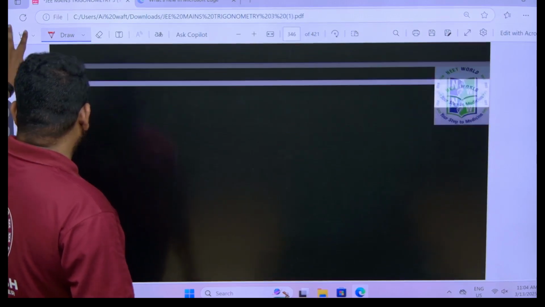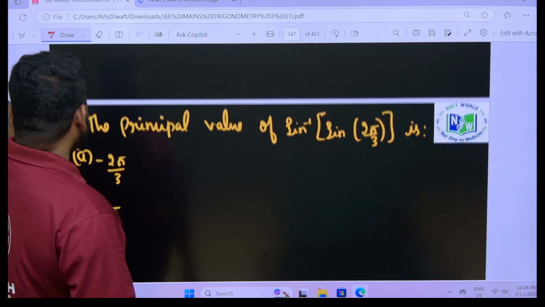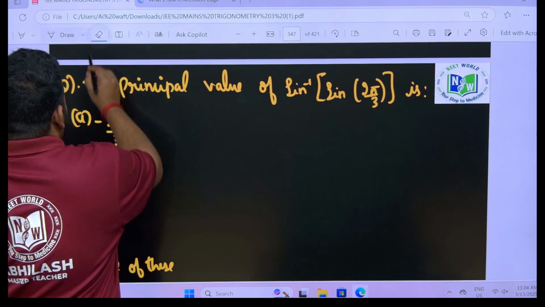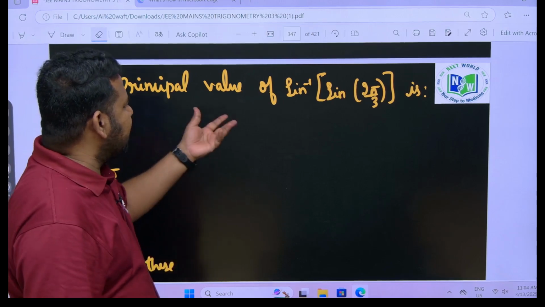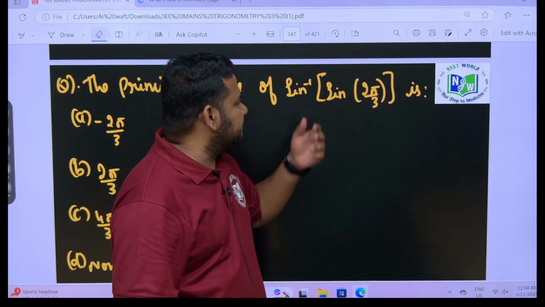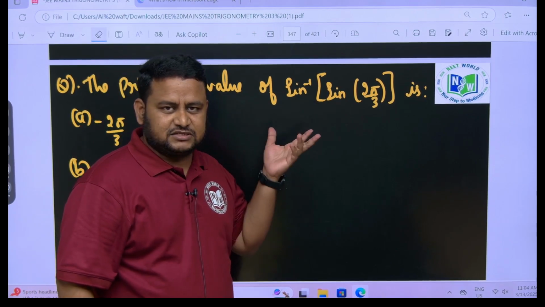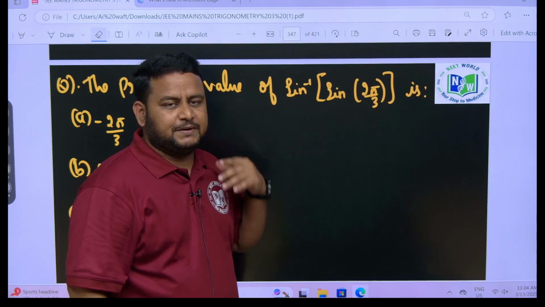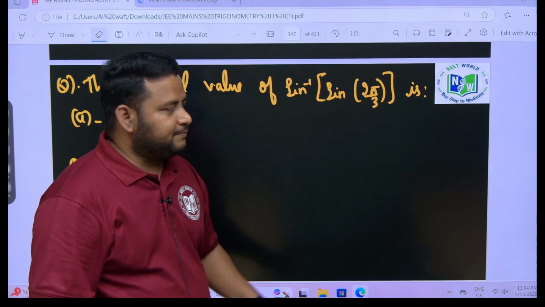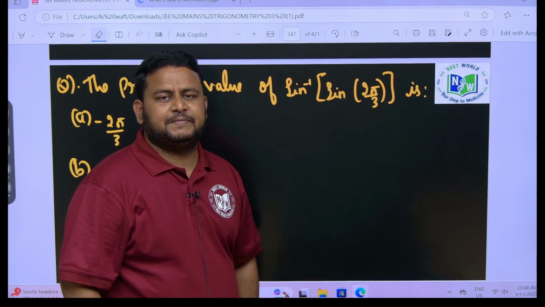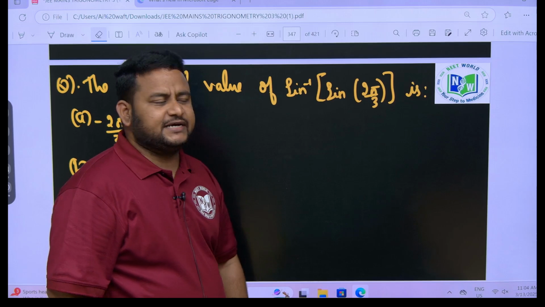Next thing, friends, let us see the questions. They are asking the principal value of sine inverse of sine 2 pi by 3. We know that sine inverse of sine theta is theta, so can we write directly 2 pi by 3? Is it correct? No. Why? Because 2 pi by 3 means 120 degrees.